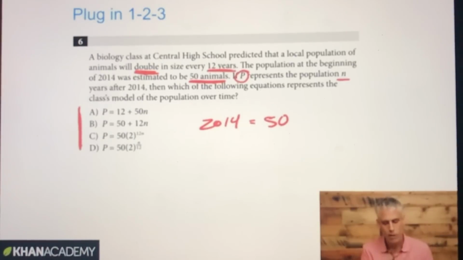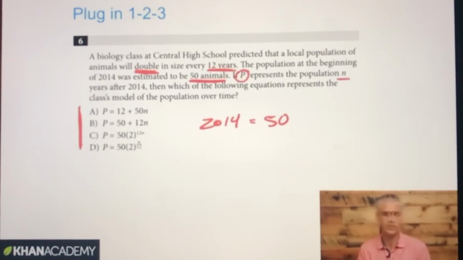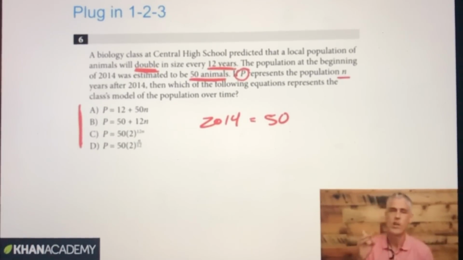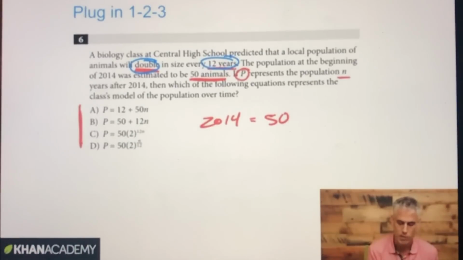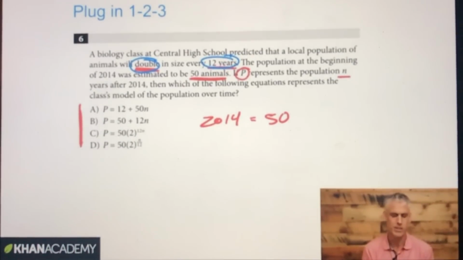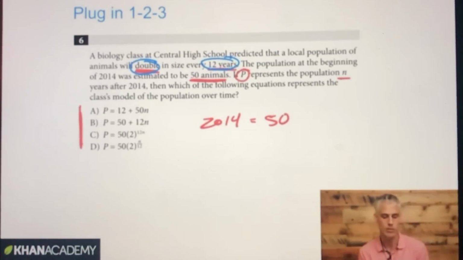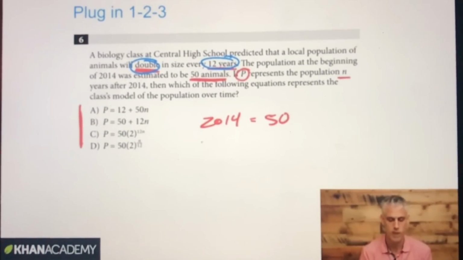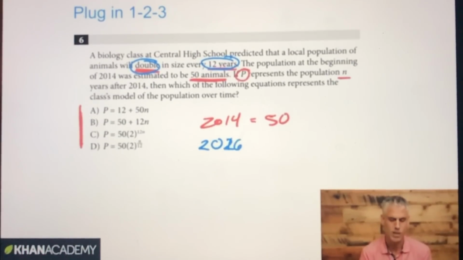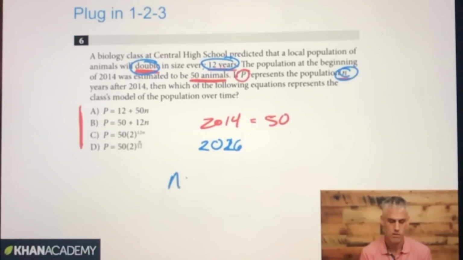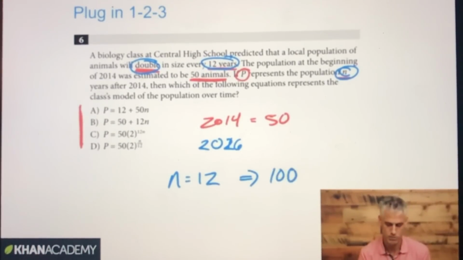If you can't look at these choices and say oh, that makes sense, it's got to be such-and-such, then what can you do? You can say to yourself, okay, what's happening here? Let's see what happens. It's doubling in size. We're doubling in size every 12 years. So in 2014, it's 50 animals. So when's it going to double? It's going to double 12 years from now. So we could say that that's 2026. But that's when n is 12. So when n is 12, then we should have a result that is 100.